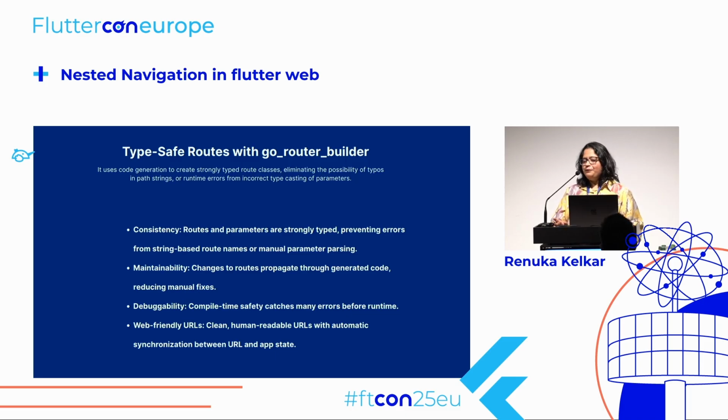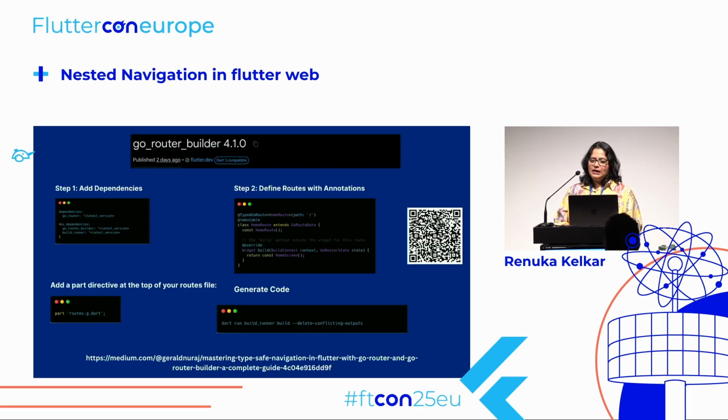And it helps with debugging as well, and you can create a clean URL for your Flutter web applications, and it's synchronized with your app state as well. So this is really good, but I never tried the go router builder before. Then again, I was experimenting with that as well. I just tried a simple way, like anyone who is a beginner can try these things. So it's simple steps.